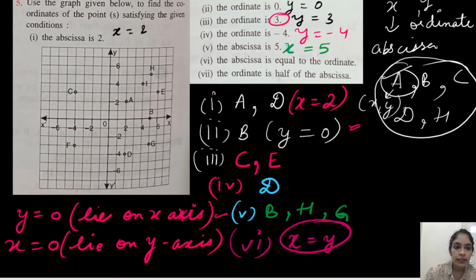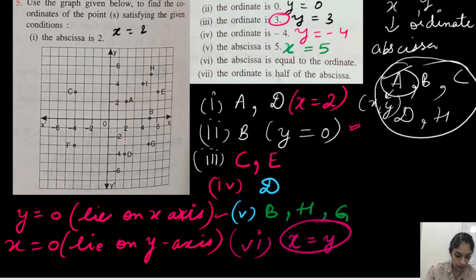So now next thing, abscissa is equal to ordinate. That means x is equal to y. Which point do you see where x is equal to y? Do we have any point where the value of x is equal to y? G? No. For G, the value of x is 5 and the value of y is -3.